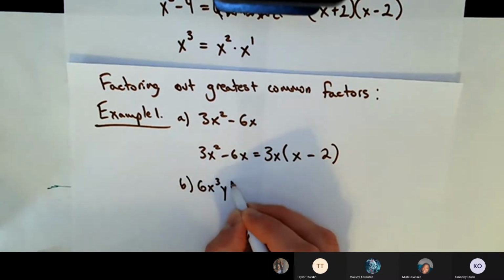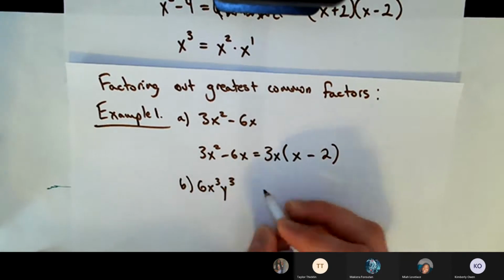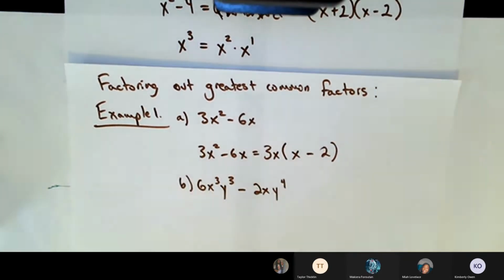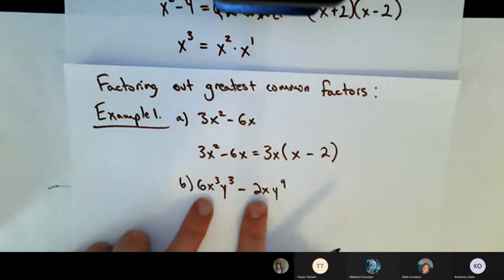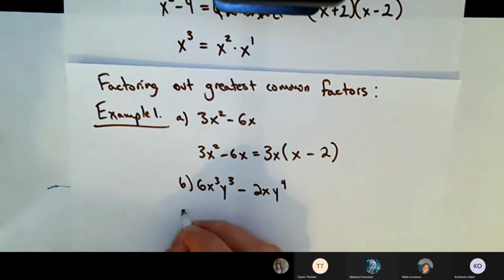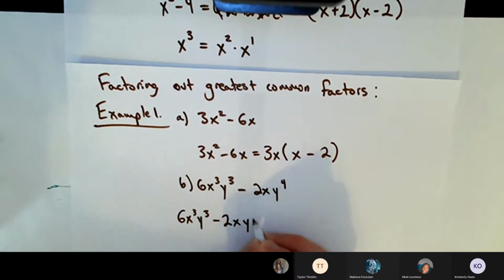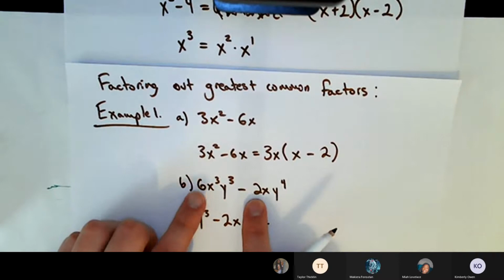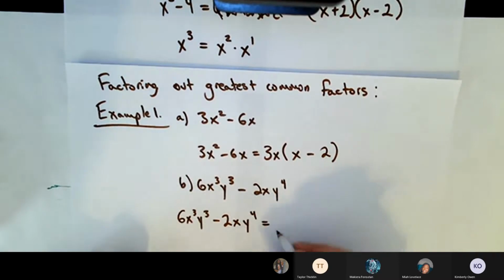So let's do this one. How about 6x cubed times y cubed minus 2xy to the 4th? So the first thing I'm going to consider is the numbers. I'm just rewriting it here. Looking at the numbers, what's the greatest common factor between a 6 and a 2? It's got to be the 2, right? It's got to be the 2 because they both have a 2 as a factor.